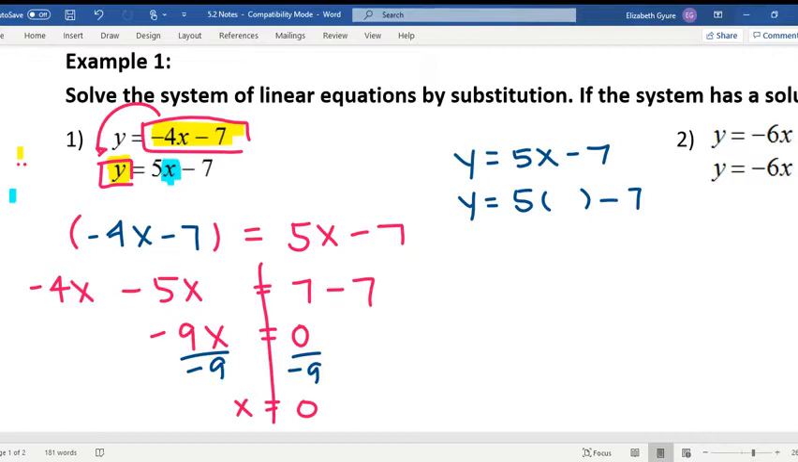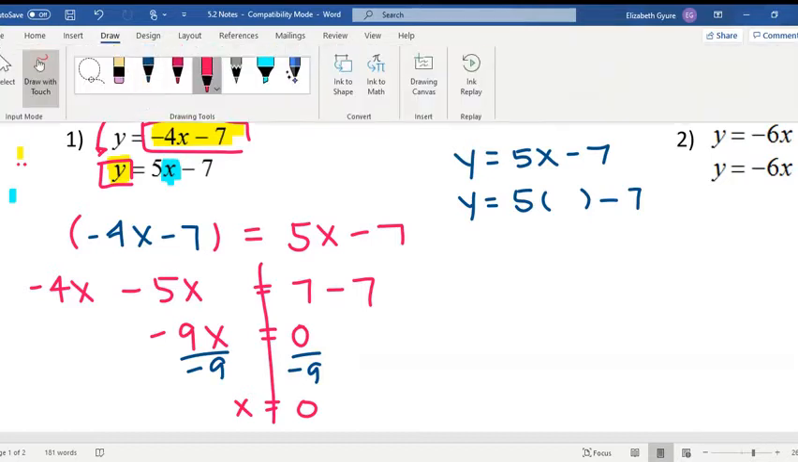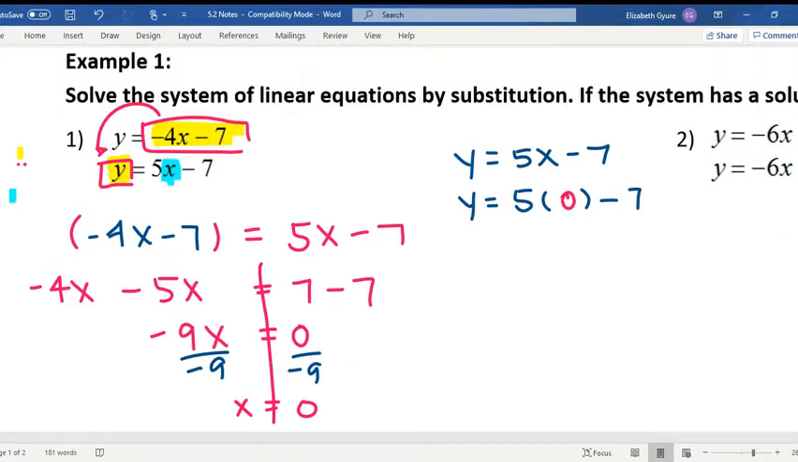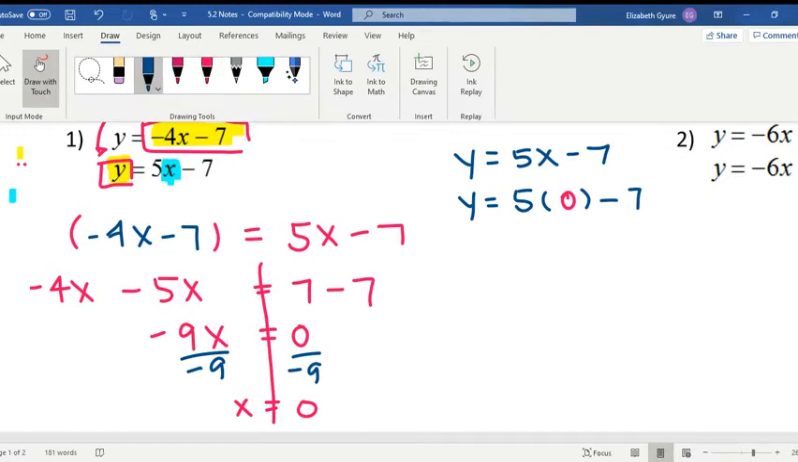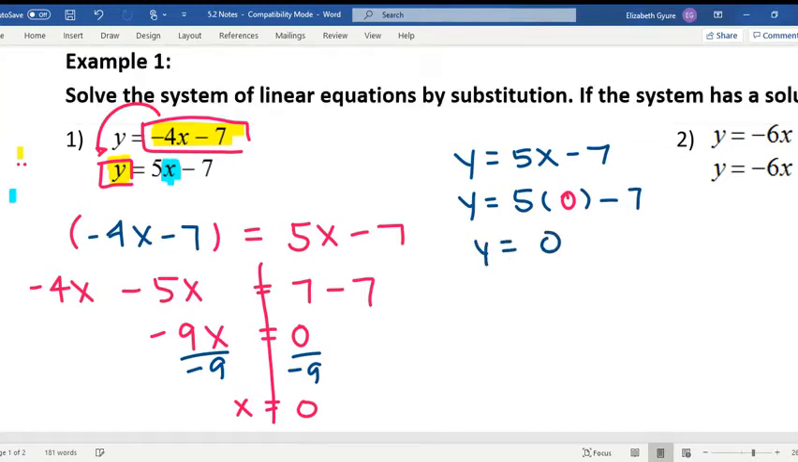What number are we going to plug into those parentheses there? 0, because that's what we just found out that it equals. So we're going to plug in our 0, and now we're going to just follow our order of operations. What's 5 times 0? 0. Anything times 0 is just 0.